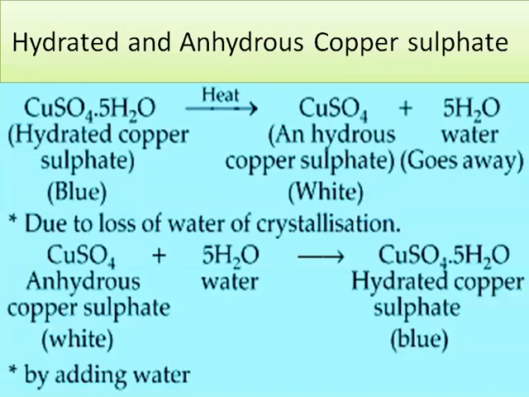Hydrated and anhydrous copper sulfate undergo changes. This hydrated copper sulfate, blue in color, on heating turns into anhydrous copper sulfate, white in color, along with 5 molecules of water which evaporate or go away. Due to the loss of water of crystallization, or the dehydration of copper sulfate crystals, there is a color change from blue to white. This dehydration of copper sulfate crystals is a reversible process. So when water is added to anhydrous copper sulfate, it turns into hydrated copper sulfate, taking 5 water molecules.